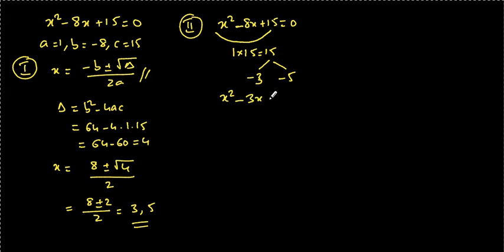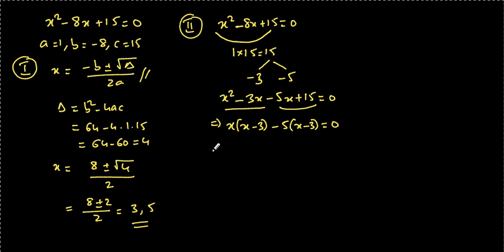Then you write this minus 8 as sum of these two factors. So we get minus 3x minus 5x plus 15. In these two terms, if I take x common, I get x minus 3. The remaining two terms, if I take minus 5 common, I get x minus 3. From these two terms, if I take x minus 3 common, I get x minus 5. So now we are able to factorize the given quadratic expression as two linear factors. So we get the roots as 3 and 5.